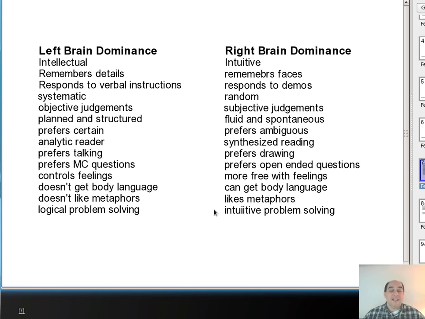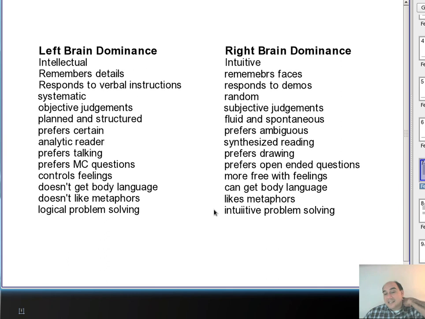Left brains are more analytic. They're analytic readers versus the right, they're more synthesized readers. They want to be able to look at the big picture very quickly. The left prefers talking versus the right, they prefer drawing. Left prefers multiple choice questions. Again, they want specific answers, yes, no, right, wrong, black, white. Whereas the right brain, they prefer more open-ended questions where they can describe more and provide a bigger picture. The left likes to control their feelings more, whereas the right brain, they're more free with their feelings.